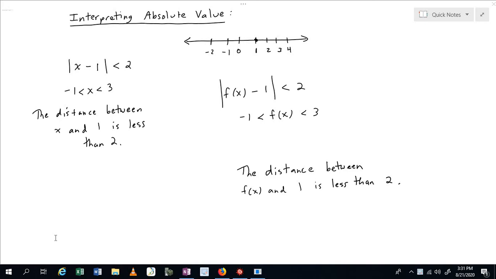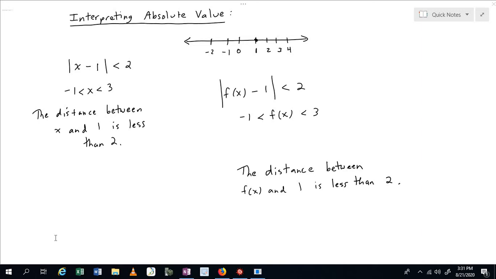In this example, we have the absolute value of x minus 1 is less than 2. We want to interpret what this means. On the number line, let's see if we can figure out which x values would satisfy this inequality. Here's 1 on the number line. Would 2 satisfy this inequality if x were 2? Sure. If I plug a 2 in, 2 minus 1 is 1. The absolute value of 1 is 1, which is less than 2. So 2 would work.